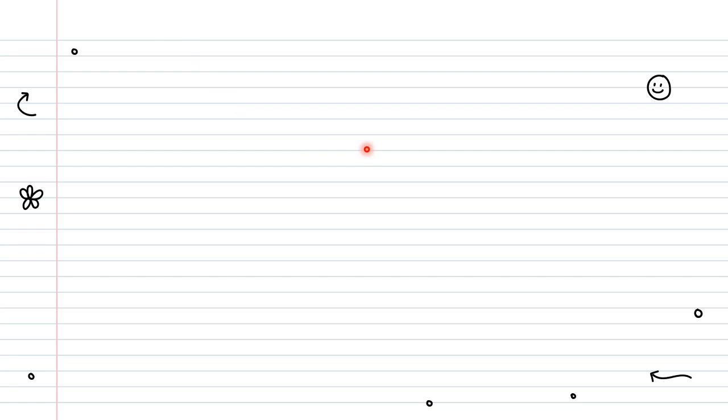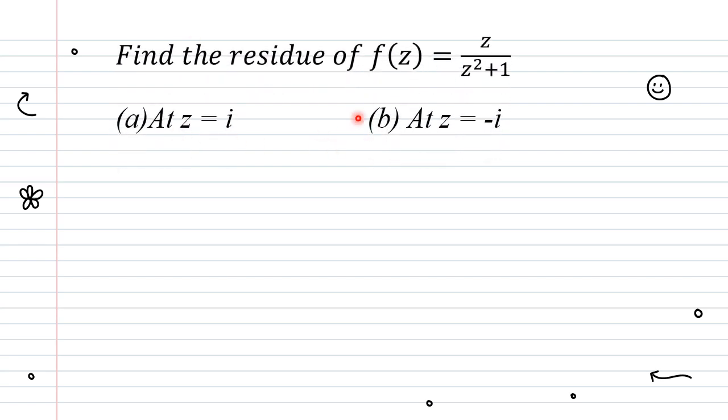So we're going to do the following exercise, and it says, find the residue of the function f of z equals z divided by z squared plus 1. We're going to find the residue at these two points, at z equals i and at z equals negative i. So we're going to first find this residue, and by that we're going to get the following.